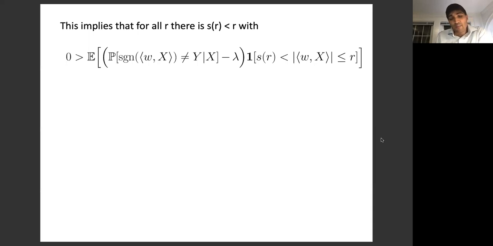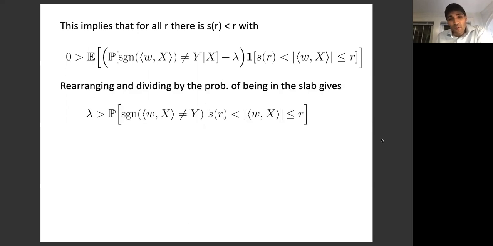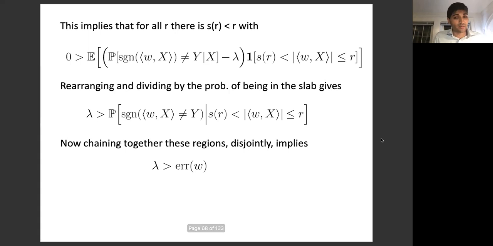And now we're in good shape because what we can do is this indicator function for this annulus, well, if we divide by the appropriate probability, this will turn into a conditional probability, and the lambda can be pulled out on the other side. So rearranging this inequality tells us that this lambda parameter from our Leaky Relu is an upper bound on the conditional probability that we get the wrong label for our hypothesis, where we condition on the data living in the annulus.